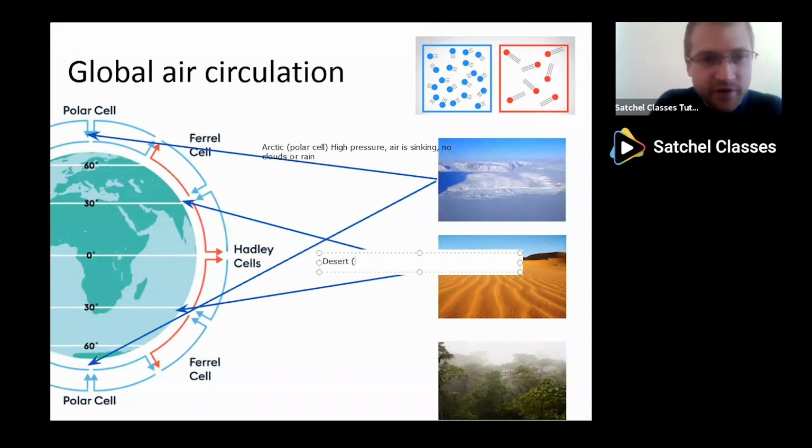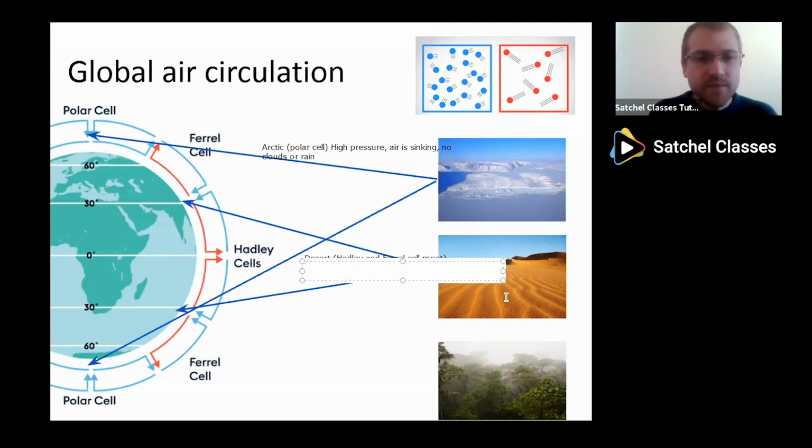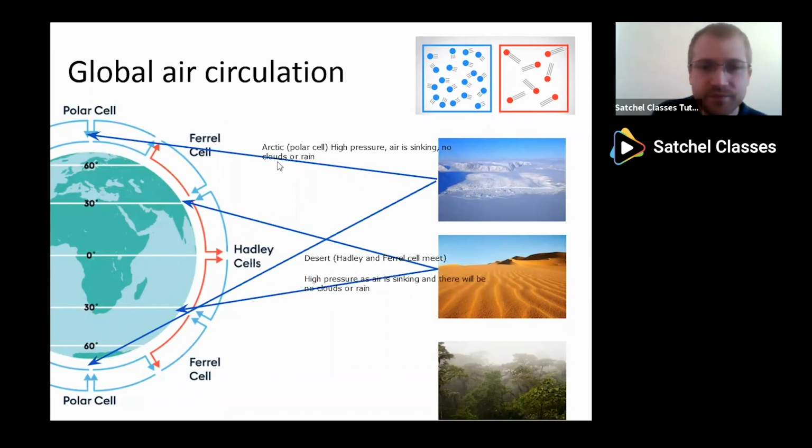Desert, it's going to be found, so we're looking at where the Hadley and Ferrell cells meet. Okay, so it's where the Hadley and Ferrell cells meet, okay? And in terms of what we expect here, okay, this is a high pressure as air is sinking, and there will be no clouds or rain, which creates our desert. Okay, which brings us to our last one.